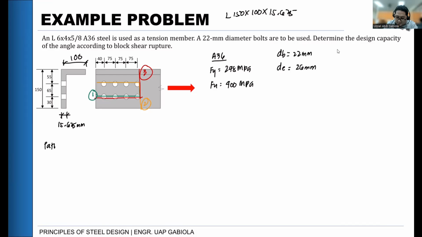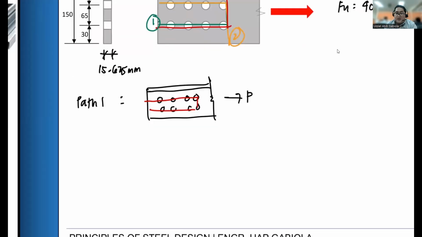So path 1 natin is we have an angle. Okay? Then we have a connection. And then yung mismong failure natin is itong portion na to. Okay? That is our path 1. Ito yung loading natin. So for path 1, we need to identify yung mga required sa formula natin. Starting off with Agv. Agv is yung gross area natin for our shear plane. Okay? So dito sa path natin, ang shear plane natin again is yung parallel. So ito yung magiging shear plane natin, and then ito yung ating magiging tension plane.